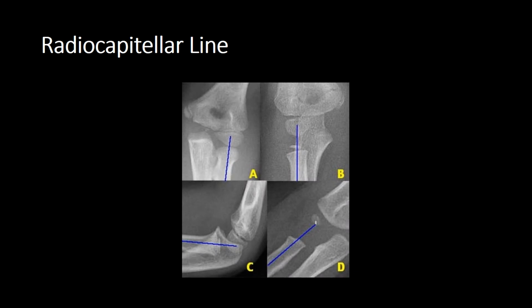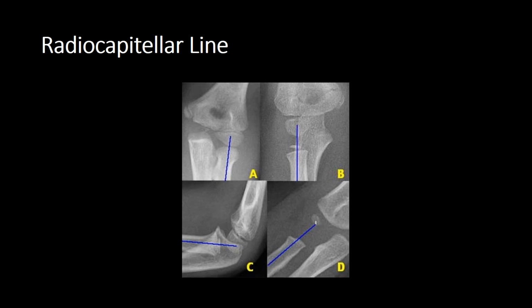The radiocapitellar line helps us to evaluate the relationship of the radial head with the capitulum, and this is particularly important for Monteggia fracture dislocations, where you have a dislocation of the radial head. Now, a radiocapitellar line should only be drawn from the radial neck. These pictures are actually incorrect.